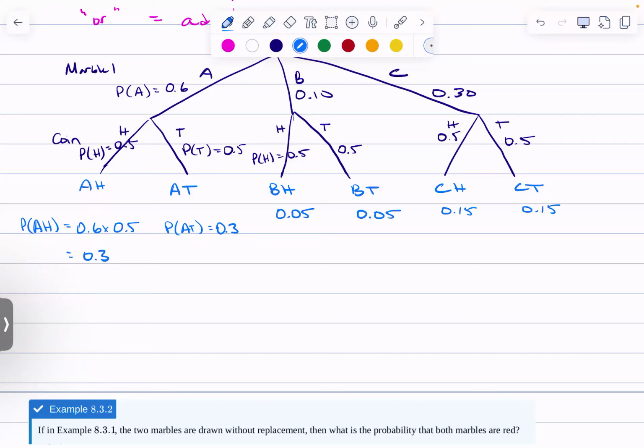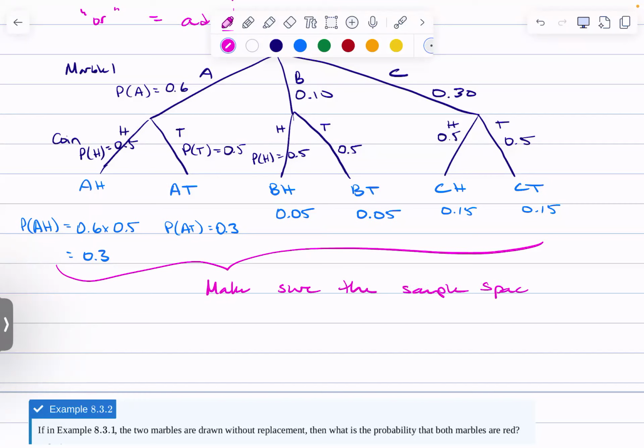What do we know about the sample space? The probabilities of the total sample space has to be 1. So one way that you can check your work is if you add these all up and you haven't done any rounding, right, then they should all add to 1. Make sure the sample space adds to 1, which hopefully it does. 0.6, 0.9, score.